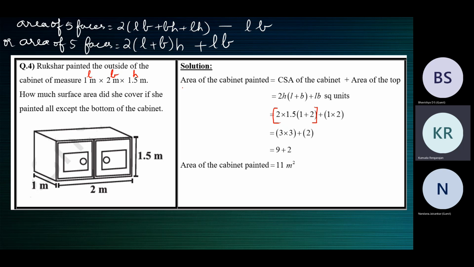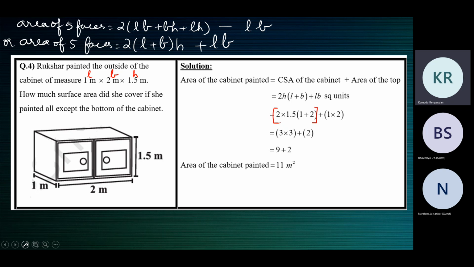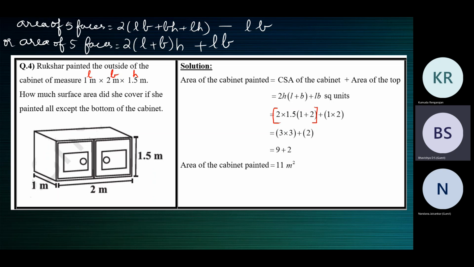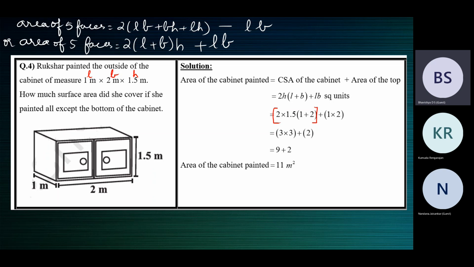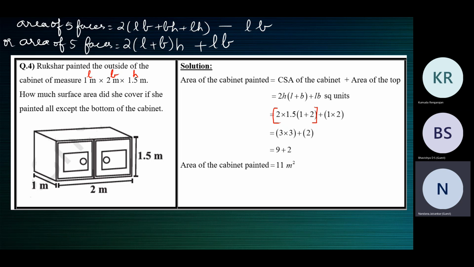Children, this should be very clear. Any questions here? Whatever doubt you have in your mind, please ask. So where all is the cabinet painted, children? Ma'am, except the bottom, all over. How many faces does the cabinet have? 6 faces.